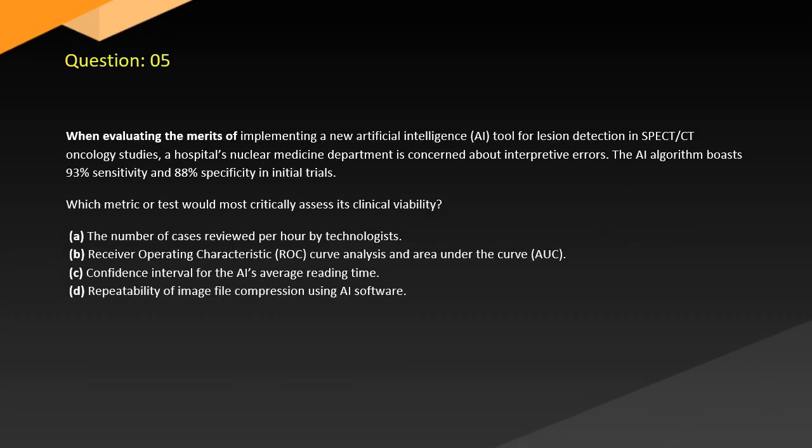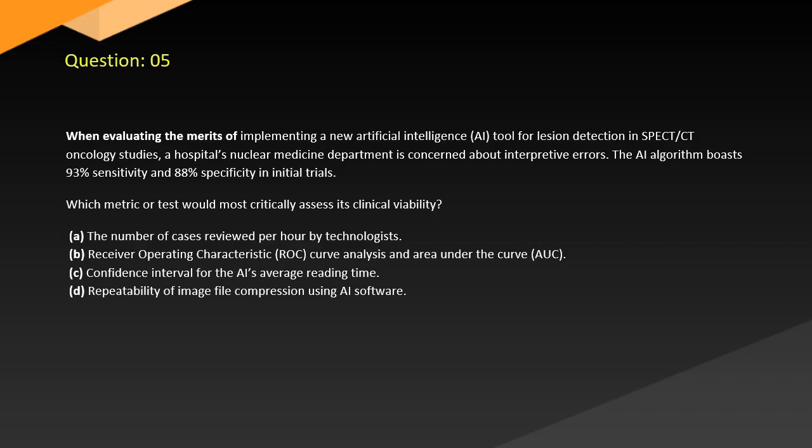Question 5. When evaluating the merits of implementing a new artificial intelligence (AI) tool for lesion detection in SPECT oncology studies, a hospital's nuclear medicine department is concerned about interpretive errors. The AI algorithm boasts 93% sensitivity and 88% specificity in initial trials. Which metric or test would most critically assess its clinical viability?